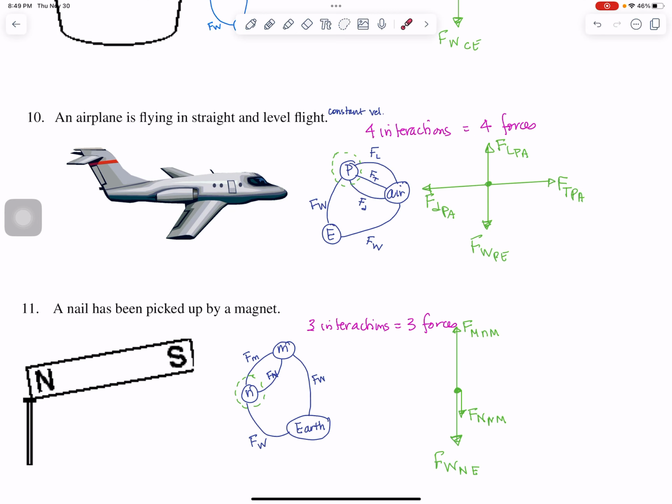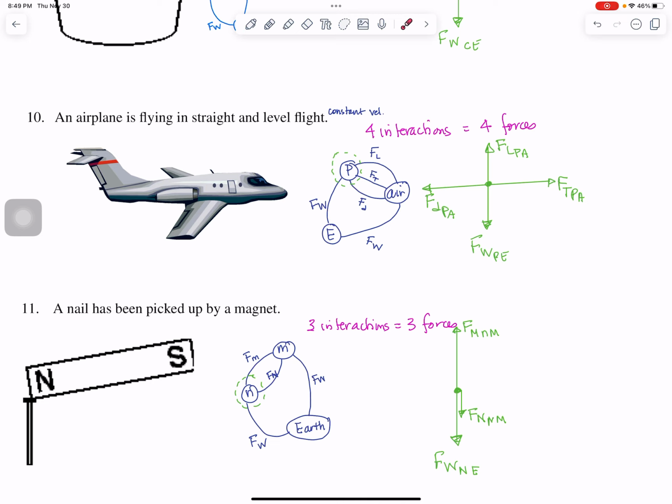Airplane, straight level flight. I've got a boundary around the plane. I've got 1, 2, 3, 4 interactions, which means I have 4 forces on my free body diagram. Dot for the free body. Always have weight going down, so force, weight force on the plane by the earth. I've got lift going up. It's in level flight, so I know the lift has to be the same size as the weight. There's no change in the vertical motion, so force of lift on the plane by the air.